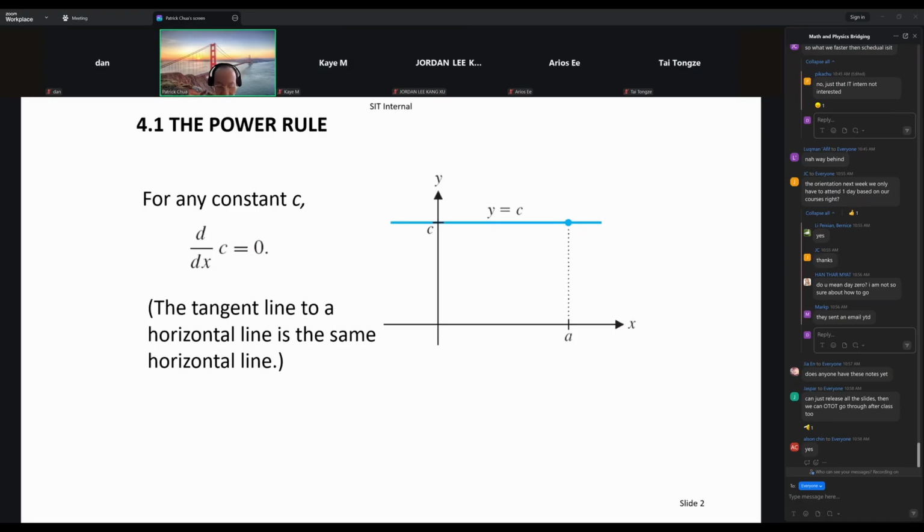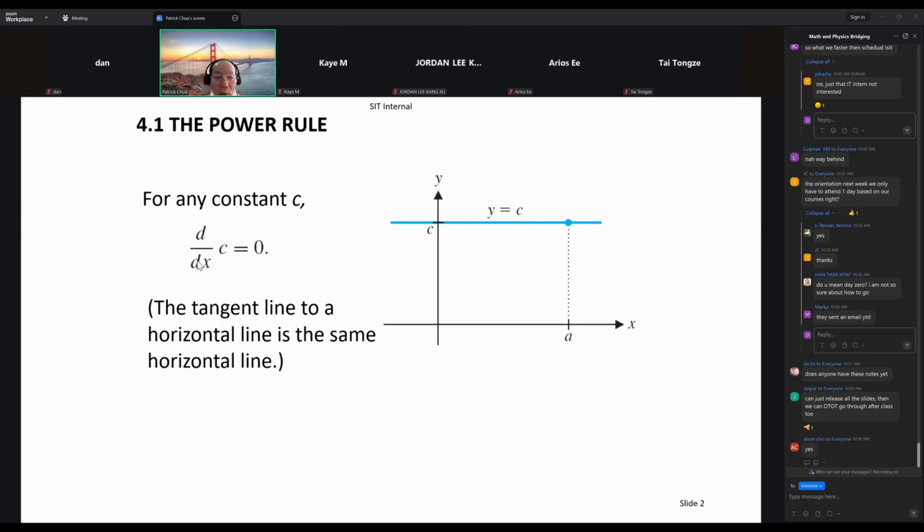Just like exponential functions and logarithmic functions, there are various rules that you can apply to solve your problems involving differentiation. The first rule we're going to learn is the power rule. If you look at this slide, this is a plot of y versus x. If y is equal to a constant, then it's just a straight line. y is equal to c, a constant.